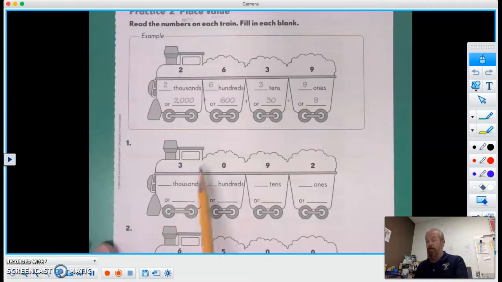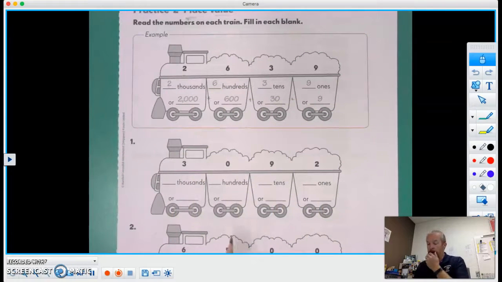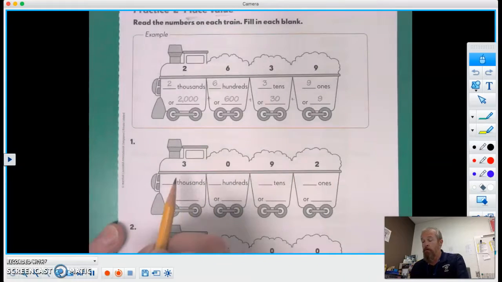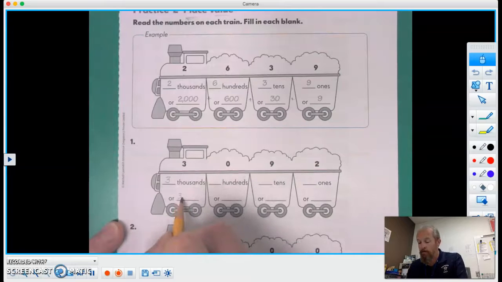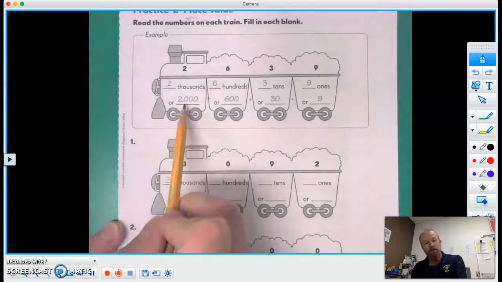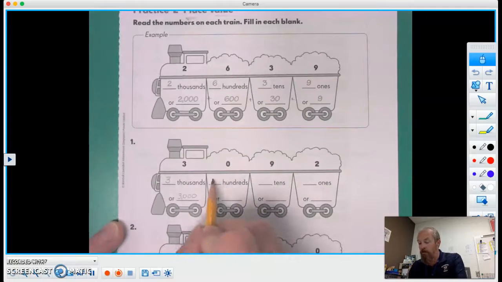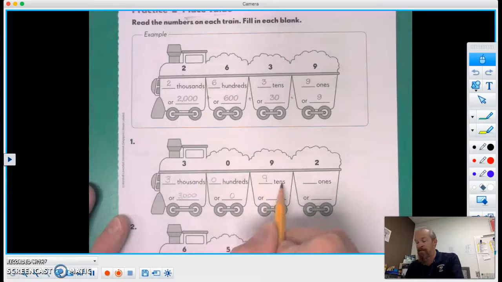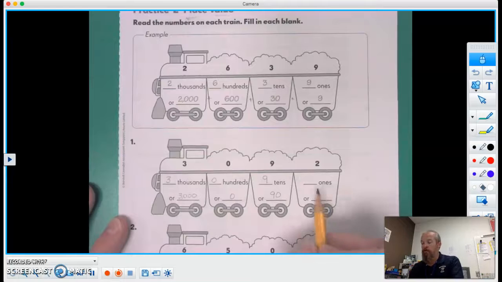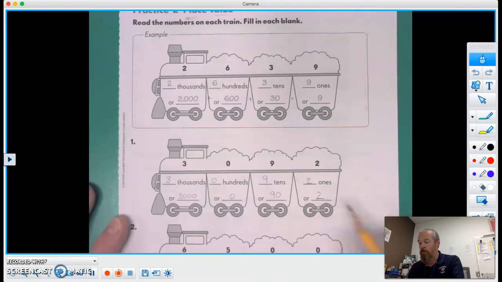I see our number up here again on the top of the train. And then we're going to load in the same information like the example did. So we're going to have 3 thousands or 3,000, like it shows us there, right? We have 0 hundreds or 0, but it's still very important to put that 0 in for place value, isn't it? We have 9 tens or 90. And we have 2 ones or 2.